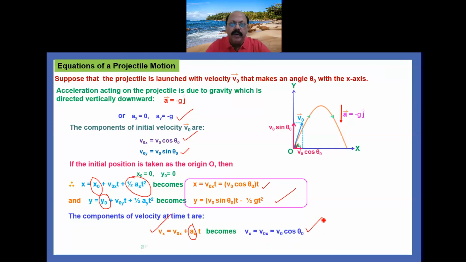Similarly, the component of velocity along the vertical direction, that is the y direction, vy equal to v naught y plus ayt. Substitute the values, you will get vy equal to v naught sine theta naught minus gt. So this is the vertical component of velocity.